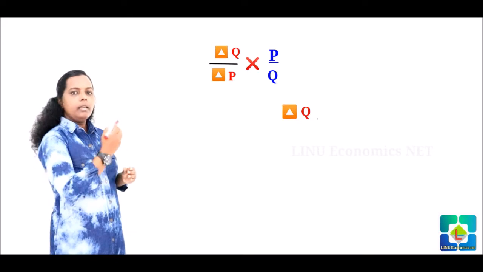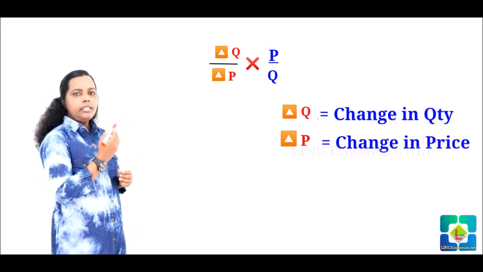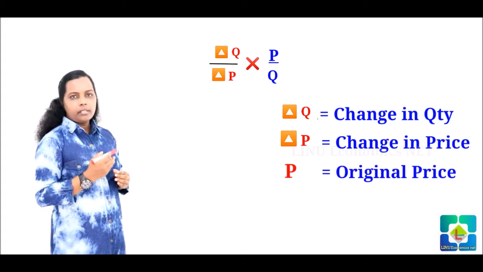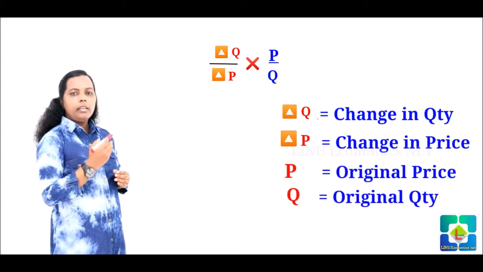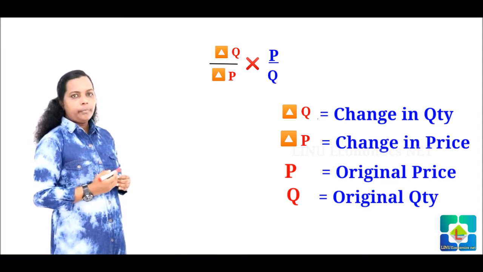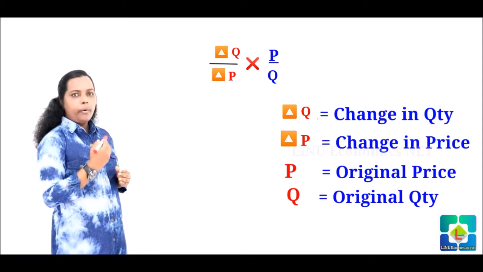Delta Q means change in quantity. Delta P means change in price. P means initial price or original price. Q means initial or original quantity. Then we can apply our example in this equation.